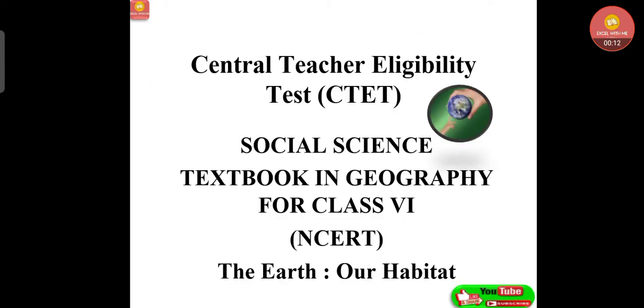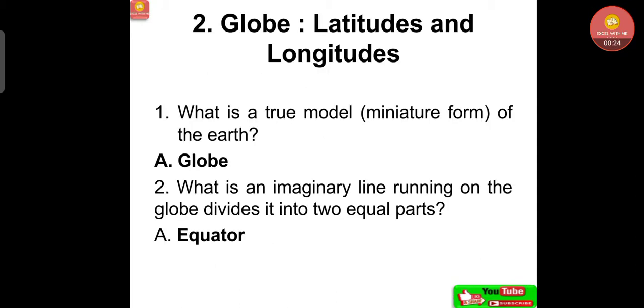Let's start today's class, that is Central Teacher Eligibility Test, Social Science Paper 2, Class 6 NCERT, The Earth, Our Habitat, Geography. Chapter 2 we are going to discuss. In the previous class we have done Chapter 1. Today Chapter 2, Globe, Latitudes and Longitudes.